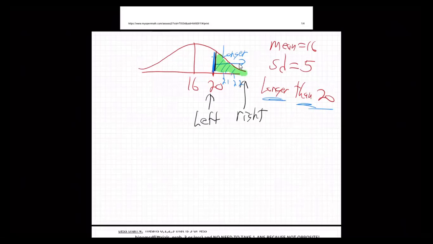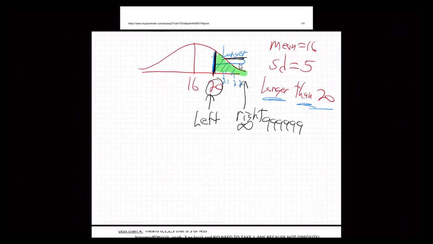So here's the left edge, 20. The right edge is infinity, basically, right? The shading goes right forever. It just says longer. Longer could be 1,000,000, right? So it's infinity. And how do we do infinity? We just put in like 7 or 8 nines.